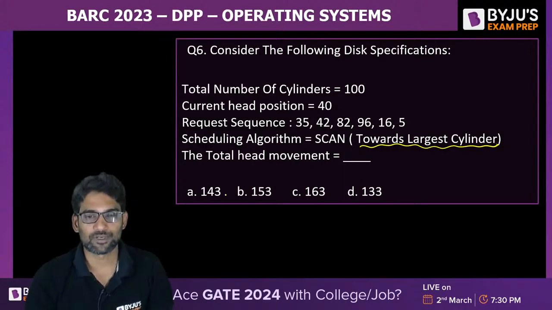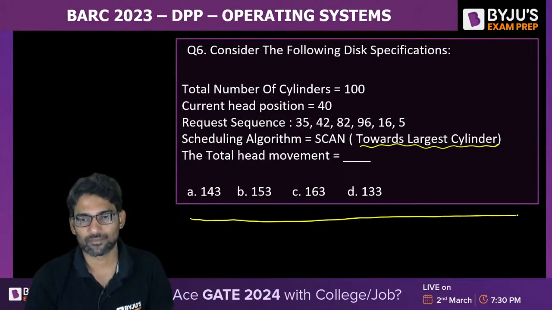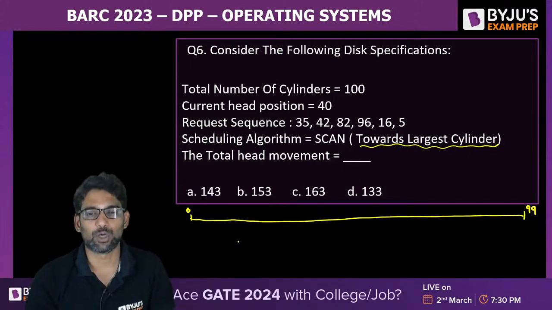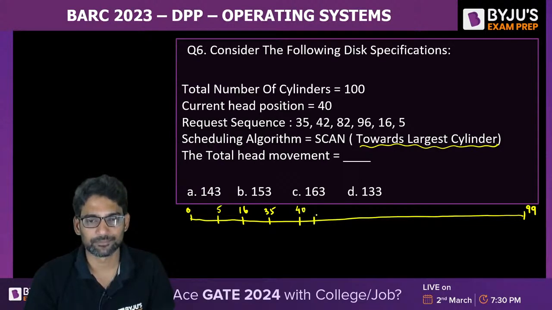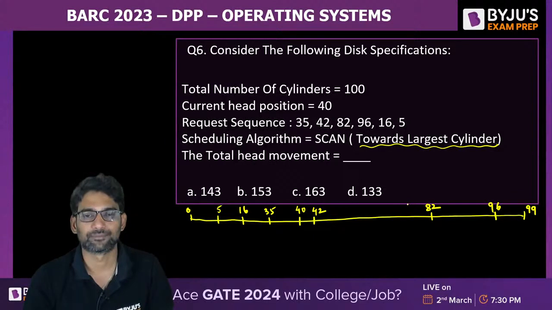What we have to do? First, take the surface. Cylinders are numbered from 0, total 100, so 0 to 99. Now, arrange the given in the order 5, 16, 35, current head position 40, 42, 82 and 96. Right?